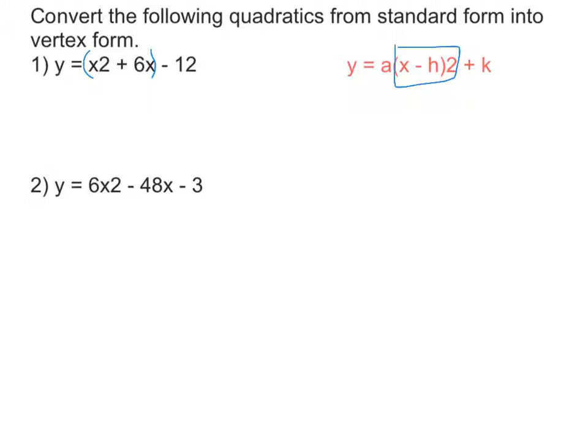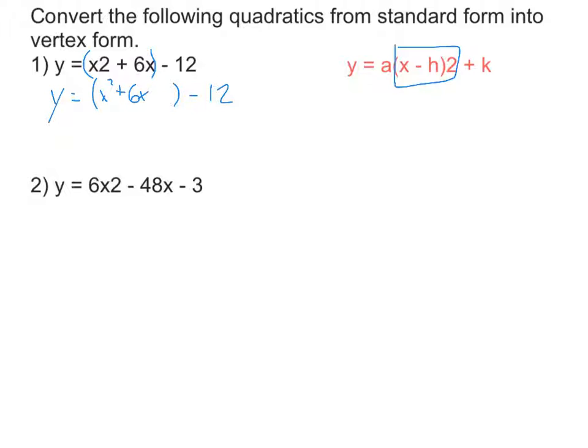So I want to make this a perfect trinomial square again, and our complete the square work will come into play one more time. So x squared plus 6x, and I'm going to leave a space here for my perfect square. I'm going to stick that negative 12 out the back. That's going to help become part of our k.